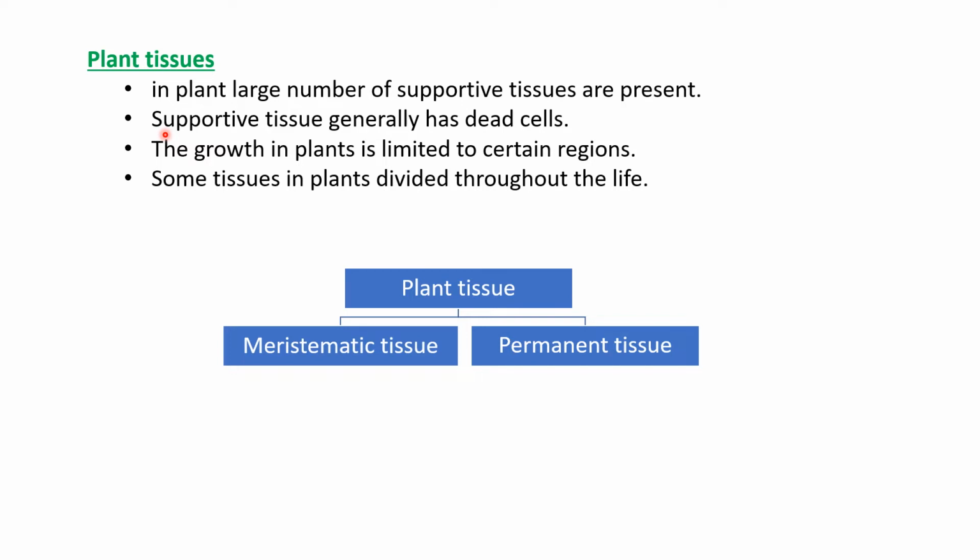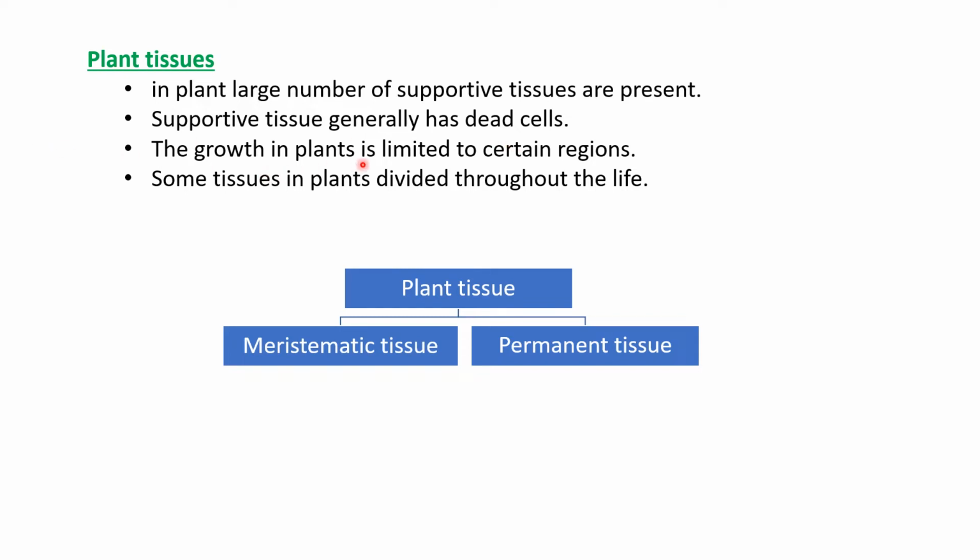So in plants, a large number of supportive tissues are present because they have to stand in one place and do all those works. For that reason, in plants, a large number of supportive tissues are present. Supportive tissues generally have dead cells. Supportive tissue means they are dead cells.